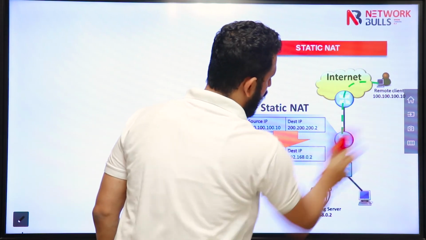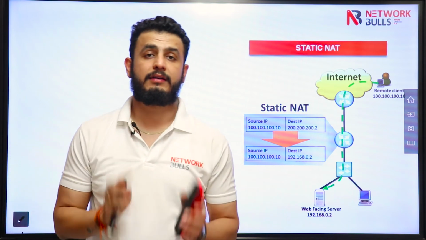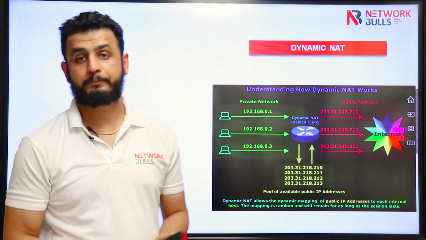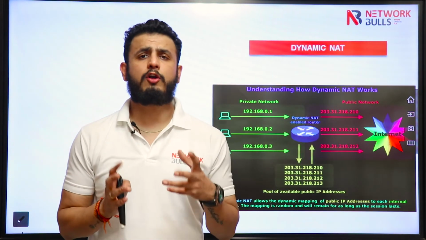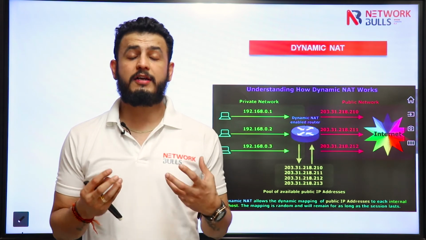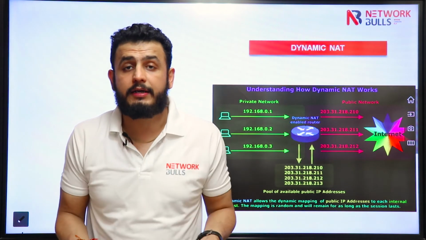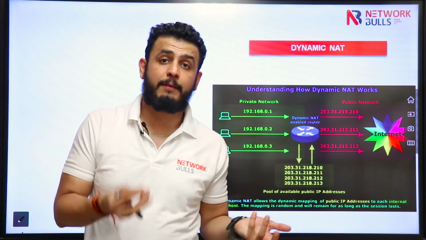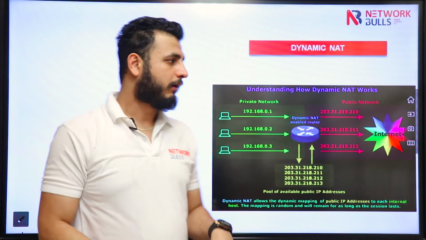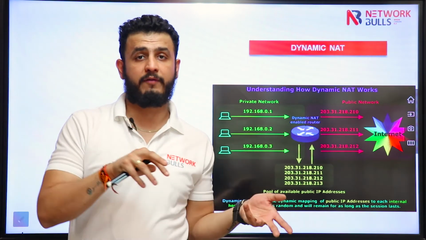So whenever you want to provide NAT to the servers, you have only one option, that is static NAT. Second is dynamic NAT. Guys, when we talk about dynamic NAT, it means translation will be dynamic. It simply means whenever the traffic is initiated, only then translation will happen. Otherwise, there will be no entry in the translation table. Dynamic NAT means translate a group of addresses into a group of addresses.